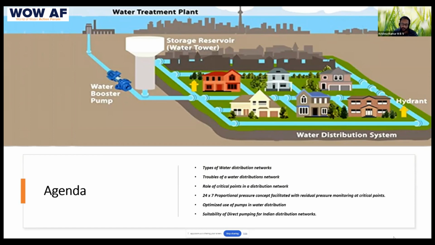Then I'm going to introduce the topic called 24 by 7 proportional pressure concept, which is facilitated with residual pressure monitoring at critical points. Then the optimized use of pumps in water distribution, and last but not least, whether the direct pumping concept will be suitable for the Indian distribution network.